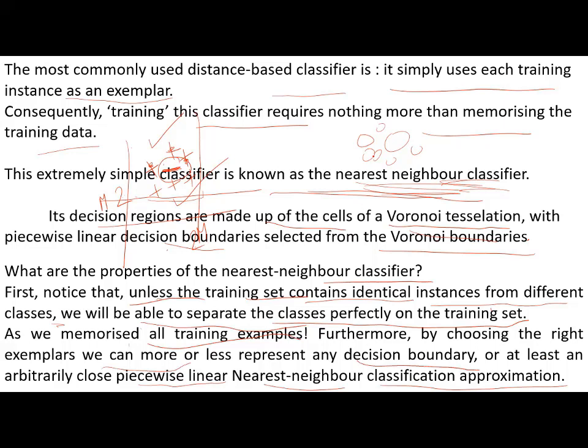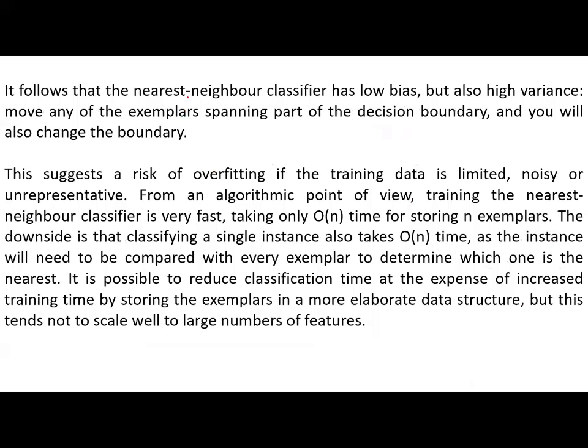See, either you can find the nearest or exactly the same class. This is called nearest neighbor. Let us say the nearest neighbor classifier has low bias but also high variance, my dear friends. It has got low bias but high variance. Move any of the exemplars spanning part of the decision boundary and you will also change the boundary. This suggests a risk of overfitting if the training data is limited, very small, noisy and unrepresentative.